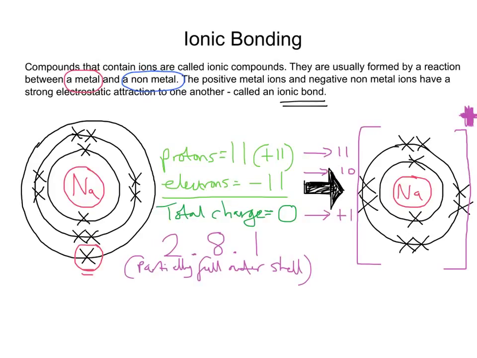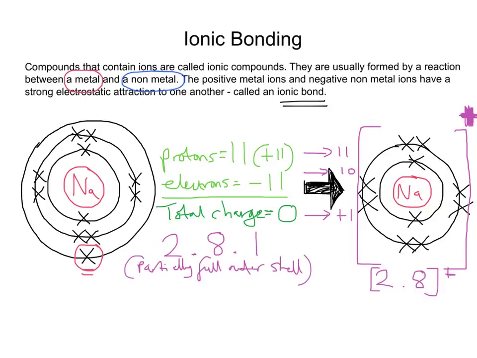And if we were to write out our electron arrangement, this would be 2.8. And we don't have a 1 now because we have a full outer shell. So again, what we could do is put brackets around this and represent it with a little plus on top. So what we've got there is a diagram of the sodium atom on the left, the diagram of the sodium ion on the right, and we've shown the electron arrangements.